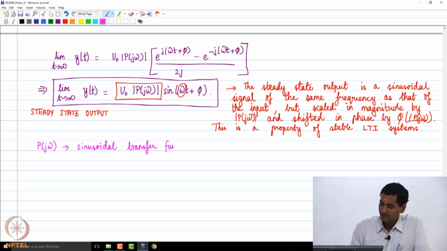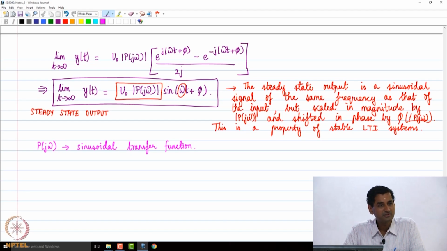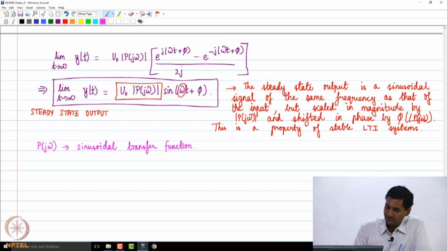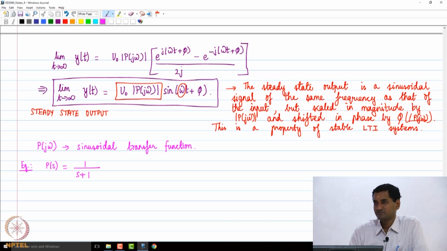Okay. So, when you have P of s, it is a transfer function, right. When you substitute s equals j omega, it essentially becomes a sinusoidal transfer function. Okay. So, how do we get P of j omega? Let us say as an example, let us take P of s as 1 by s plus 1, right. So, that is a stable system, right. So, then what happens? P of j omega becomes 1 by j omega plus 1.